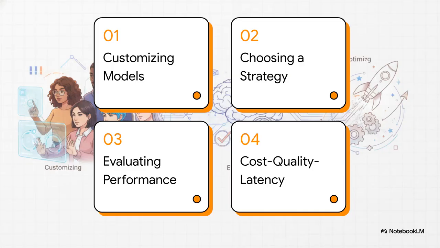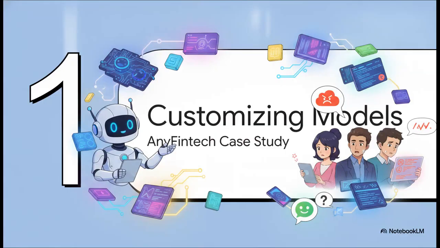Here's our roadmap for today. 1. Customizing your AI model. 2. Choosing a customization strategy. 3. Evaluating model performance. And 4. The cost, quality, latency triangle. Let's jump right into Section 1, Customizing Your AI Model, featuring the AnyFinTech case study.